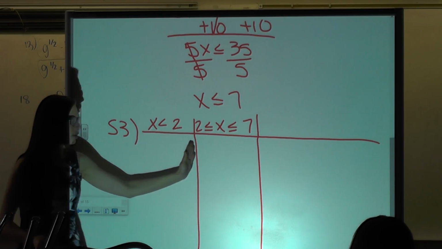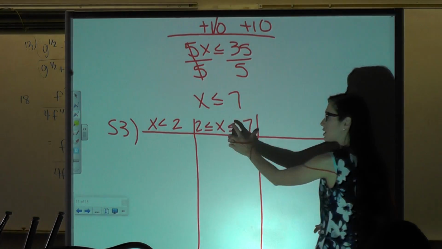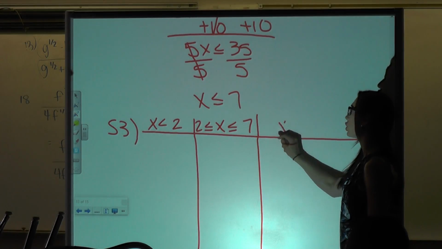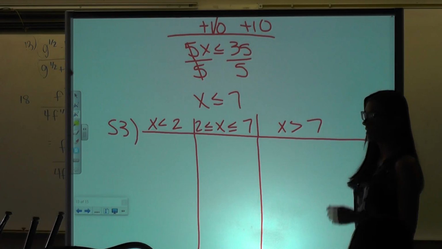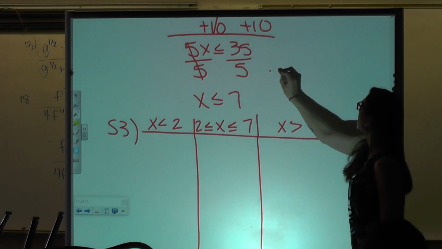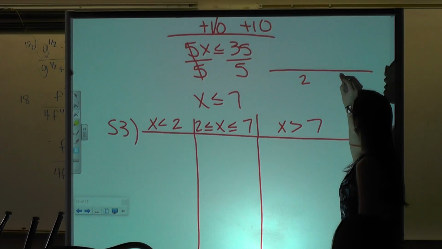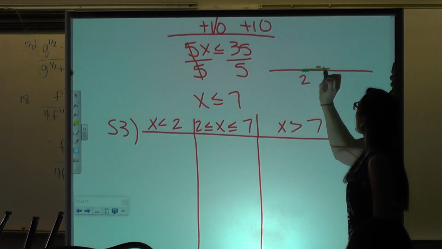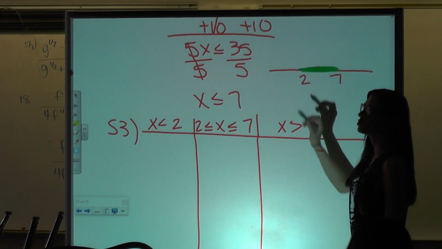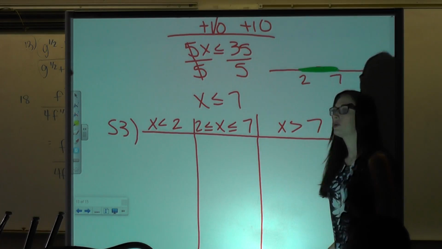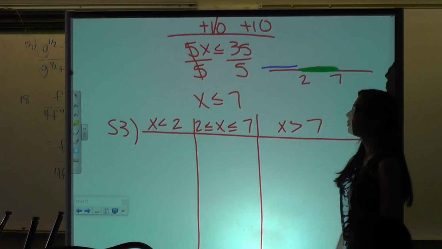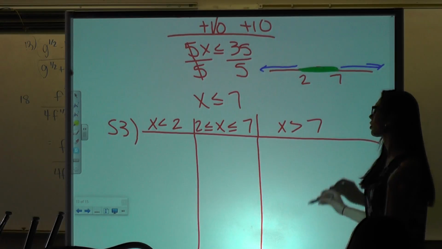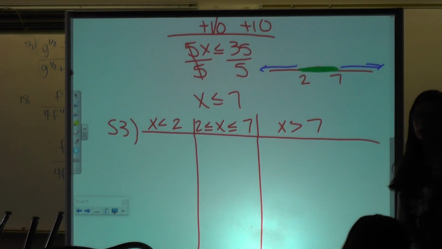Okay? And on the right hand side of this, so in between 2 and 7, now on your number line, everything has to be greater than 7. Because if you look at a number line, you have 2 and 7, it's telling you that everything has to be in between this range. You still have to account for everything less than 2, as well as everything greater than 7.